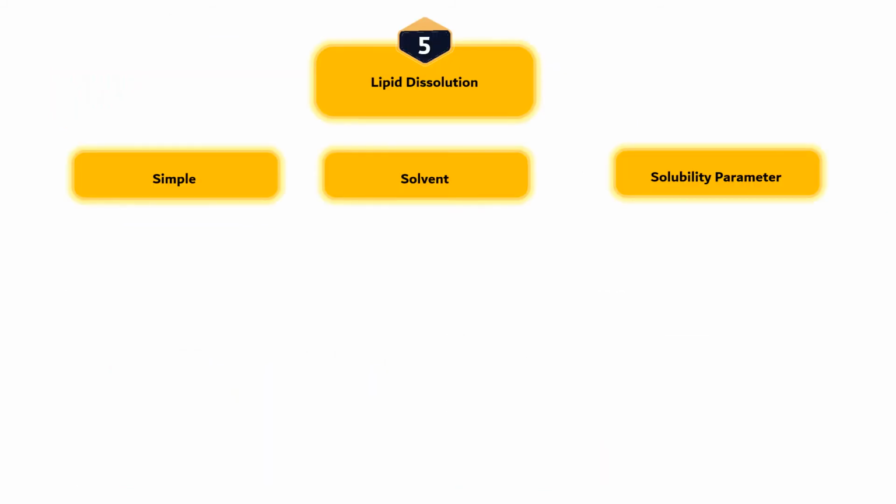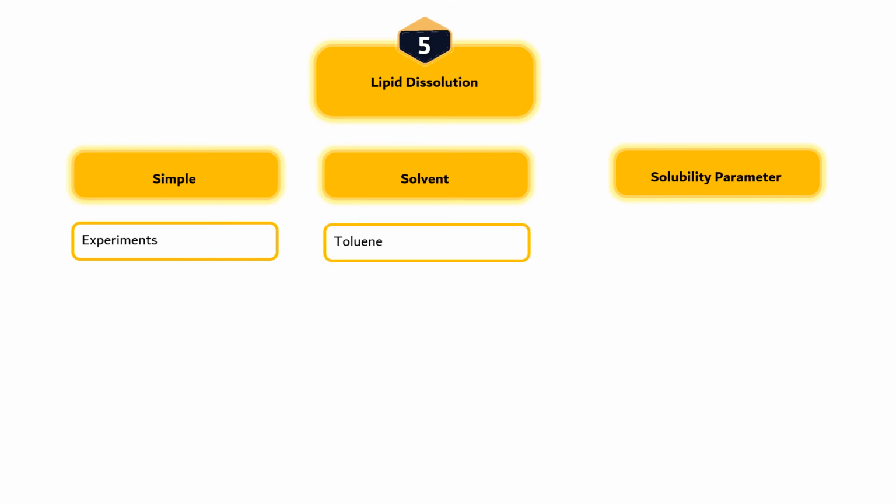Lipid dissolution. This method is important and simple but requires experiments. One of the solvents that can be used is toluene, which can be added to a cell suspension about equal to 10% of the biomass. The toluene is absorbed into the cell wall, swells the wall and ruptures it. Other solvents are also effective.